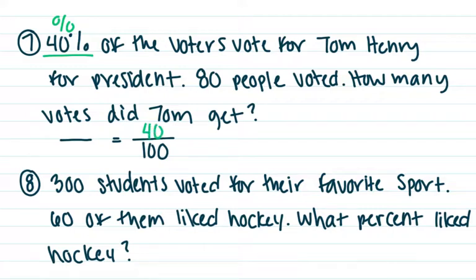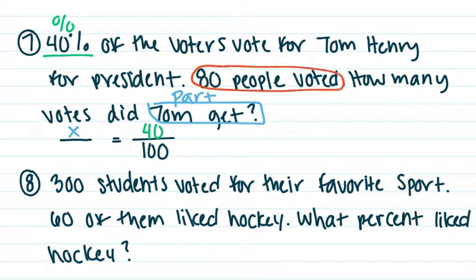And then it says 80 people voted. How many votes did Tom get? So I'm looking specifically for Tom's votes. I'm looking for only a part of the vote. So what that tells me is that I am actually missing the part, the part of the votes that Tom got. So my part goes on top there. 80 people voted. This is a total, telling me the total number of people that voted, and so that is my whole number there.